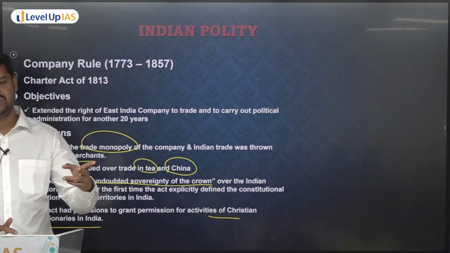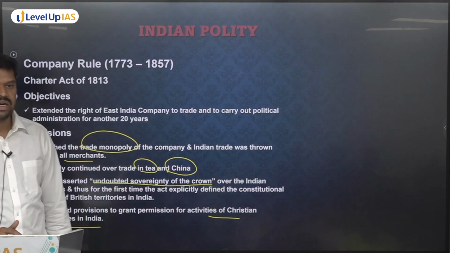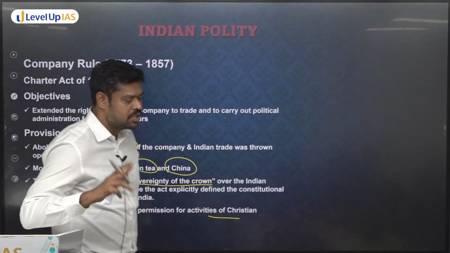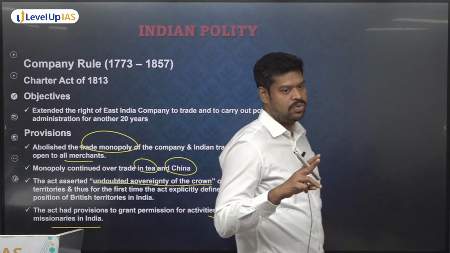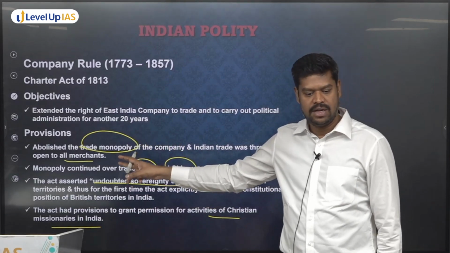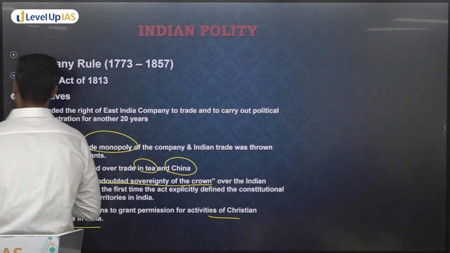One is religion and education, these missionary activities. That is also allowed as a part of the Charter Act of 1813. So, is it clear what the major changes are? But most importantly, they can ask you about the monopoly rights that were done away with, except what? Except trade in tea and trade with China. So with these changes, another 20 years have gone.